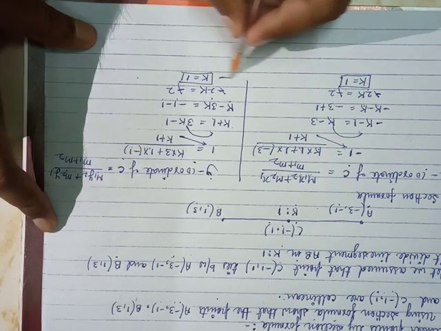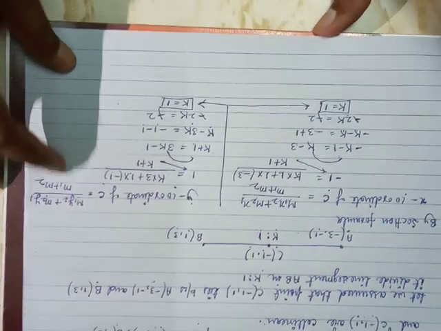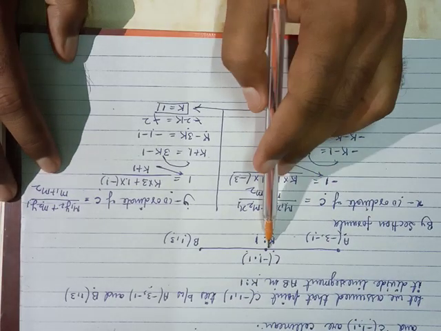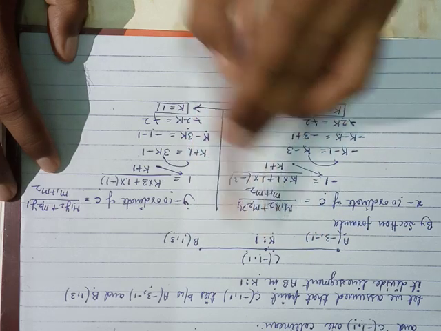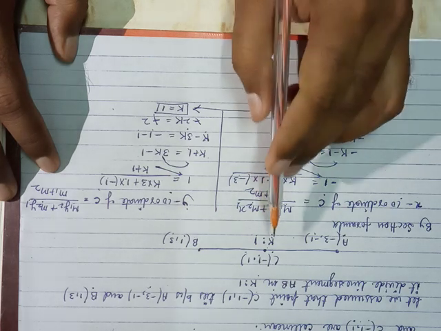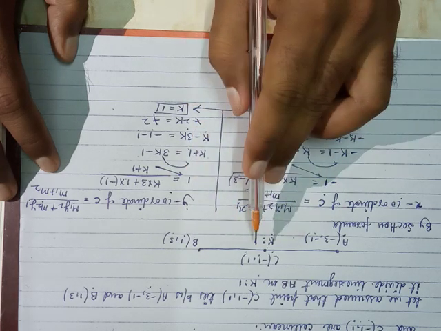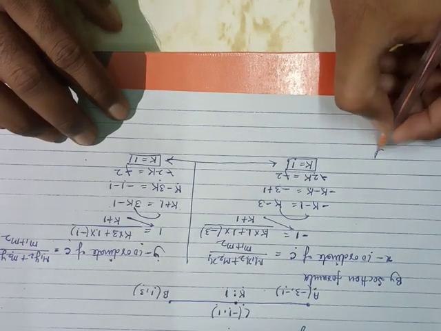Now you can see here that in both cases the value of k is the same. That means point C divides AB in the ratio 1:1, because the k value is 1.